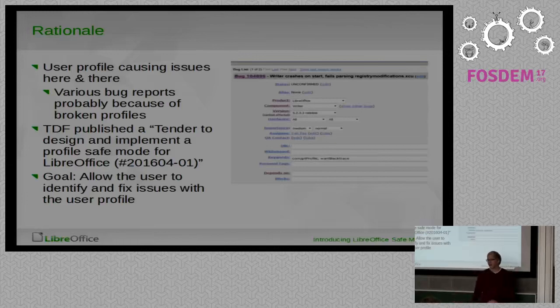Users were reporting problems that we couldn't reproduce, and often they were related to their user profile containing some broken settings. Here is an example of a bug report: Writer crashes on startup because it fails to parse the registry modifications, which contain the settings the user changed. For users, often the only solution was to find the folder which contained the user profile and delete it. There was no real method to restore such a broken system.